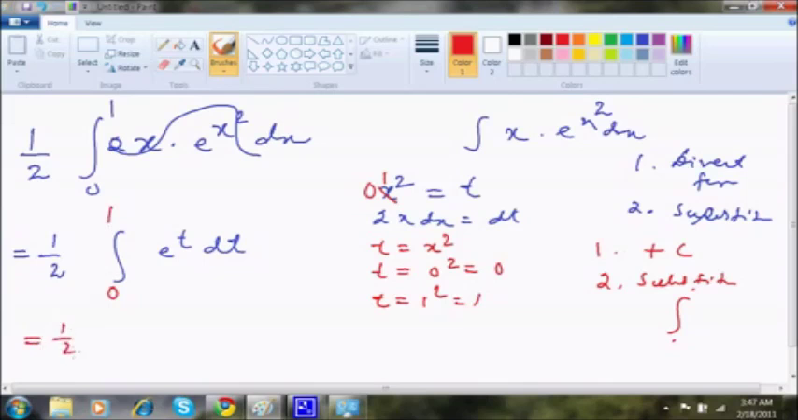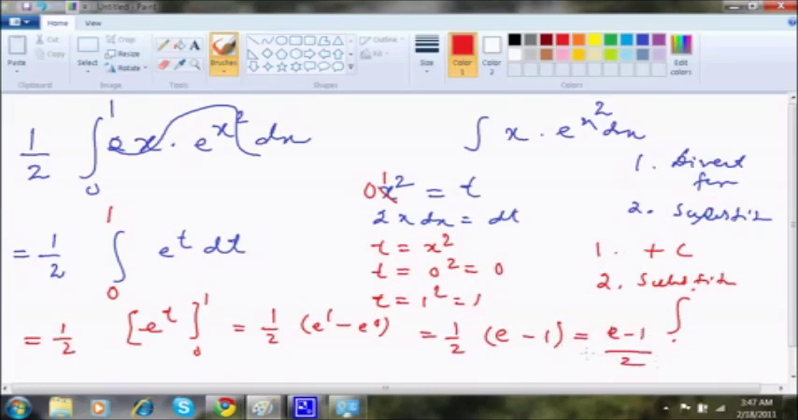So this is 1 by 2. Integration of e to the power t dt is e to the power t, from 0 to 1. This is 1 by 2 times (e to the power 1 minus e to the power 0). e to the power 1 is e, and e to the power 0 is 1, as anything to the power 0 is 1. So this is (e minus 1) by 2.